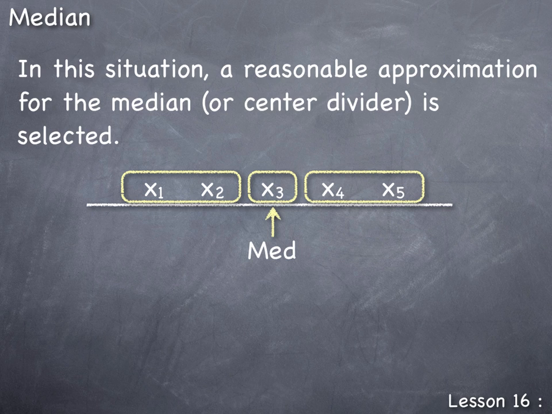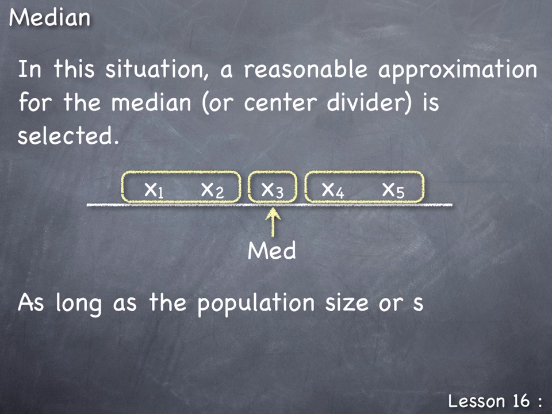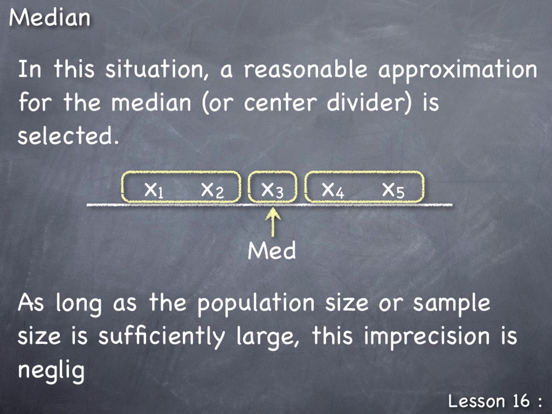But if the sample size was to be much larger, like 51 pieces of data, that one data value in the middle, taken to be the median, is just 1 out of the 51 pieces of data, which is a little less than 2%. And that leaves about 49% less than it, and the other 49% greater than it, which is a much better approximation. So, as long as the population size or the sample size is sufficiently large, this imprecision is negligible.